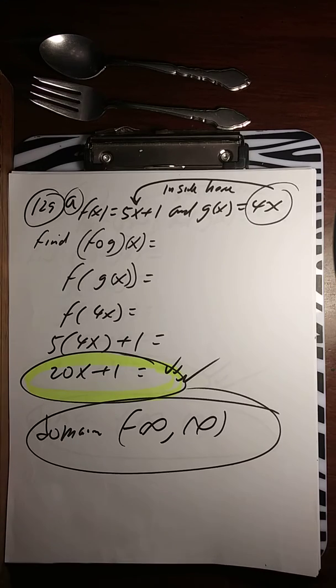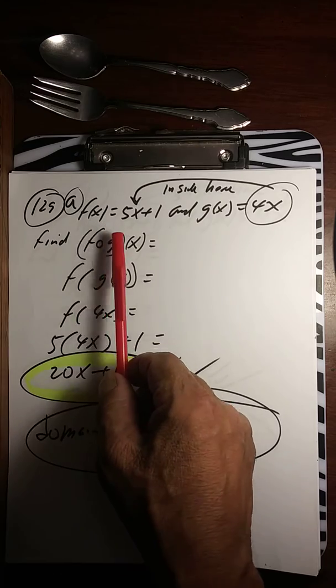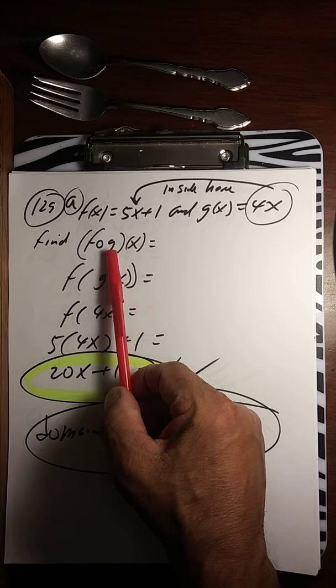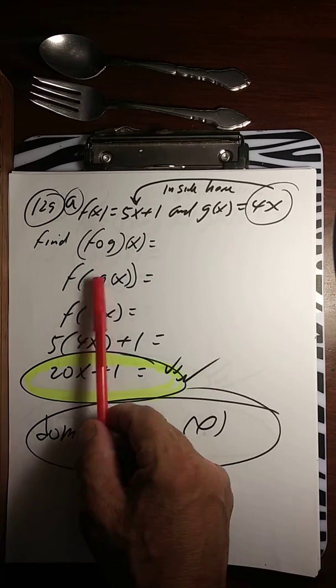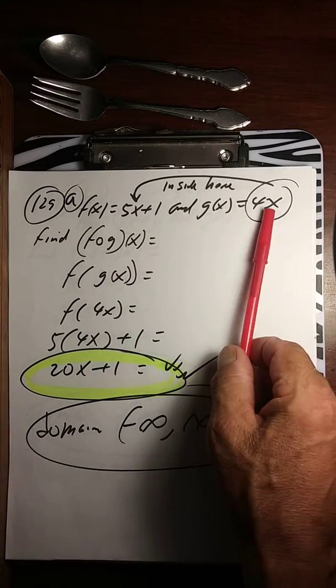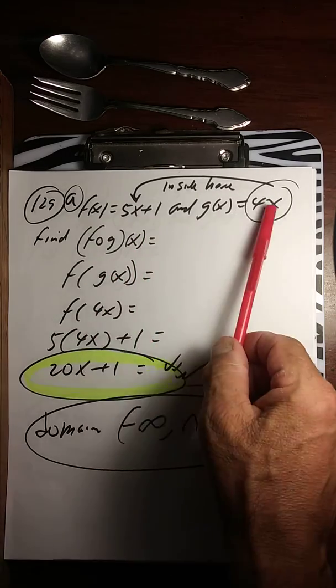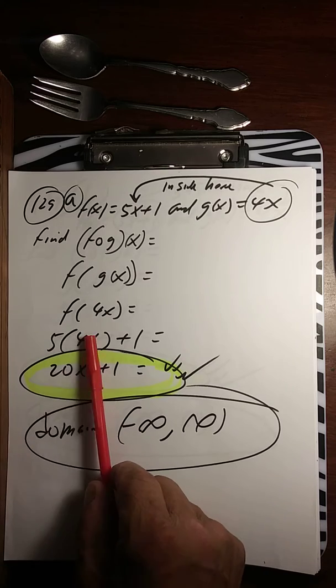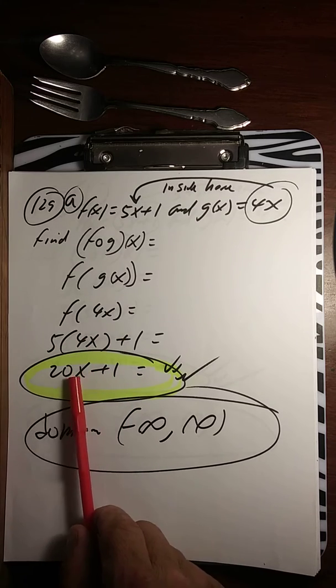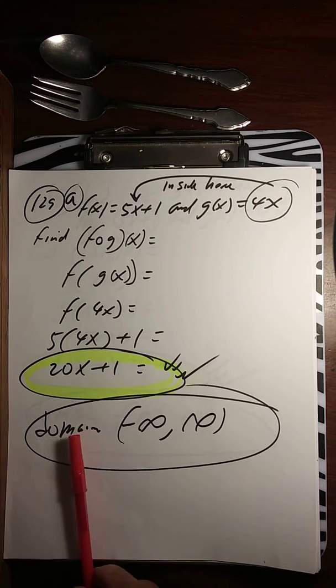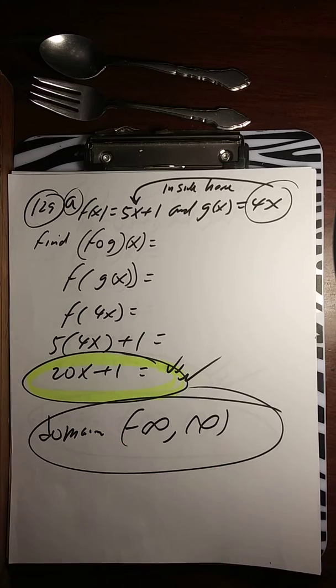Find f composite g. F circle g of x means f of g of x. We write it, and g of x is this one, so this one goes in right here. So 5 times 4x plus 1. 5 times 4 is 20x plus 1. And the domain is negative infinity to infinity.